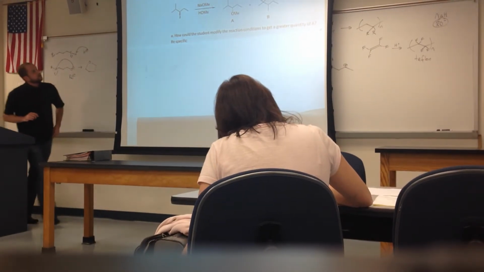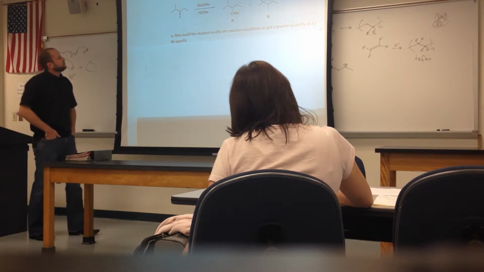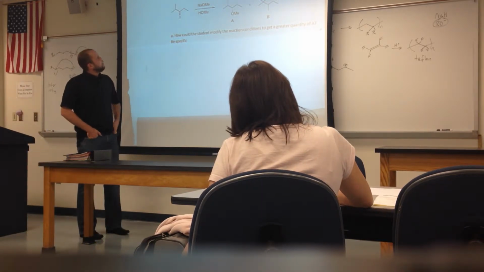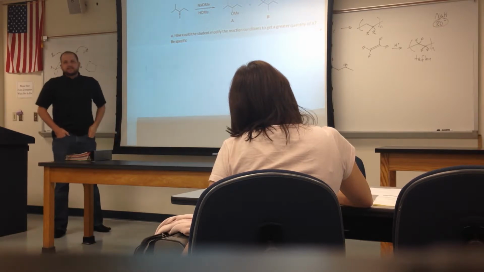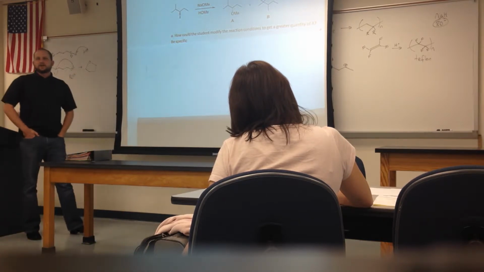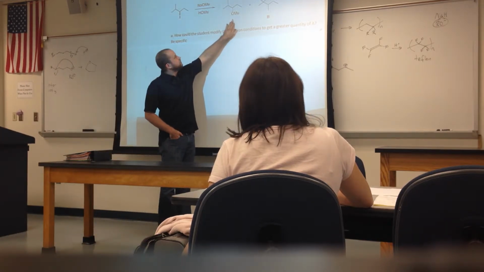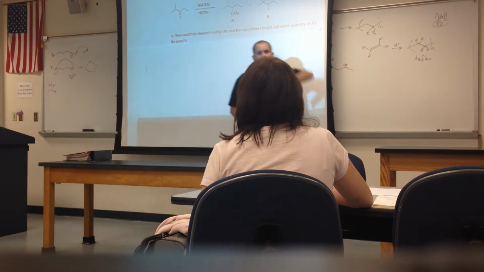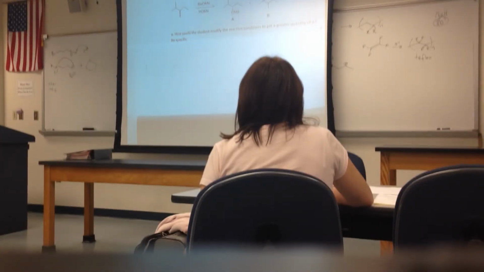Okay. It says a student performed the following reaction and obtained a mixture of two products. So here's the reaction conditions: sodium methoxide with methanol as the solvent, and they got a mixture of the SN2 substitution and the SN1 substitution. Is everybody okay with the two products? Let's see where they come from.